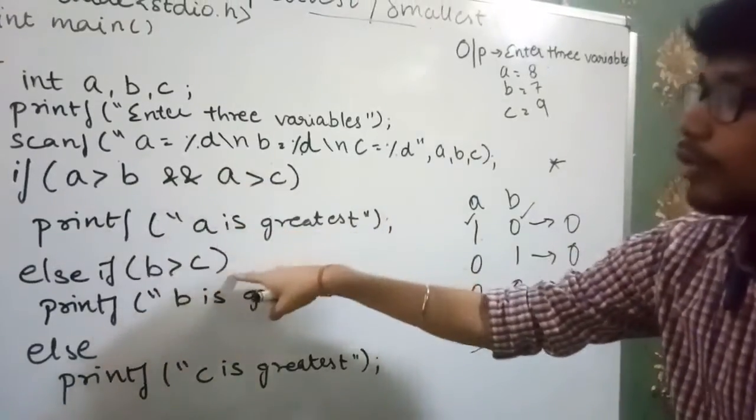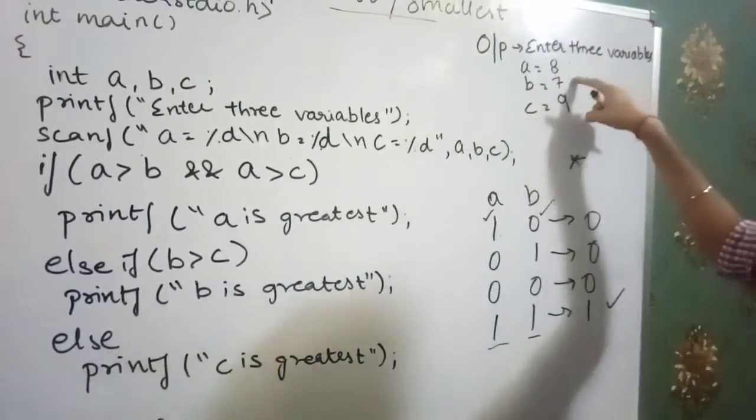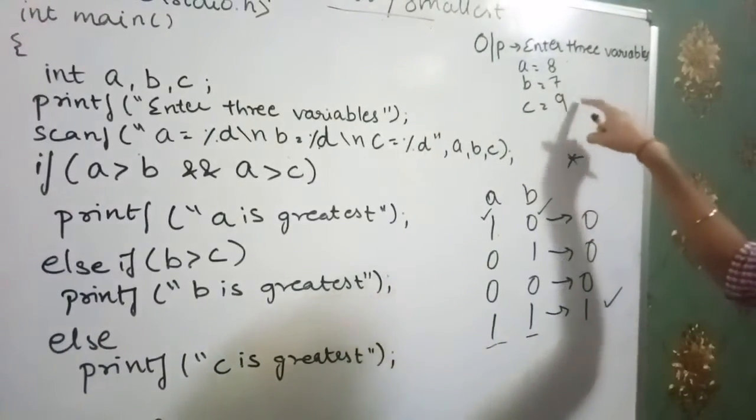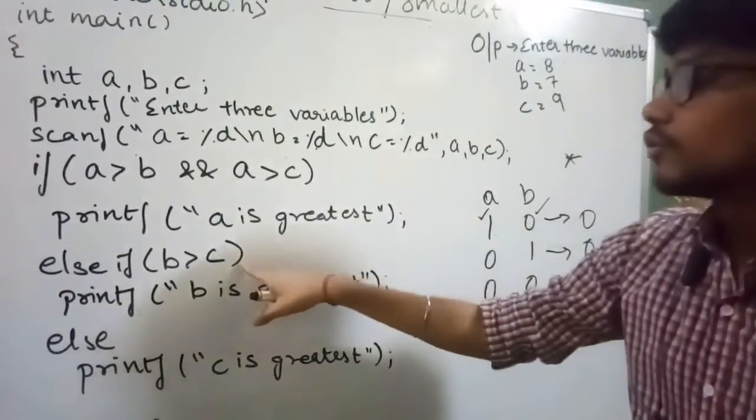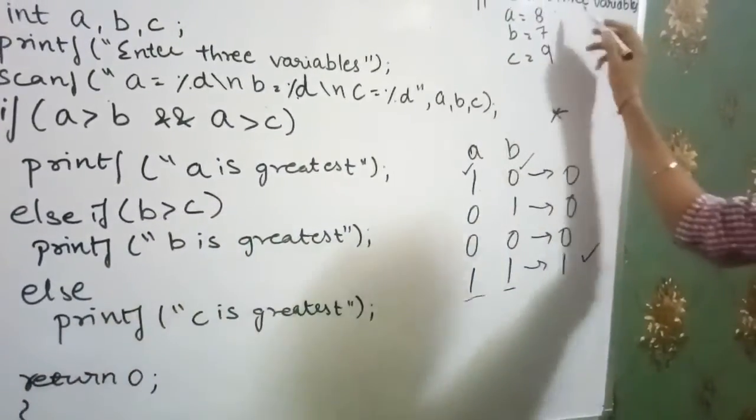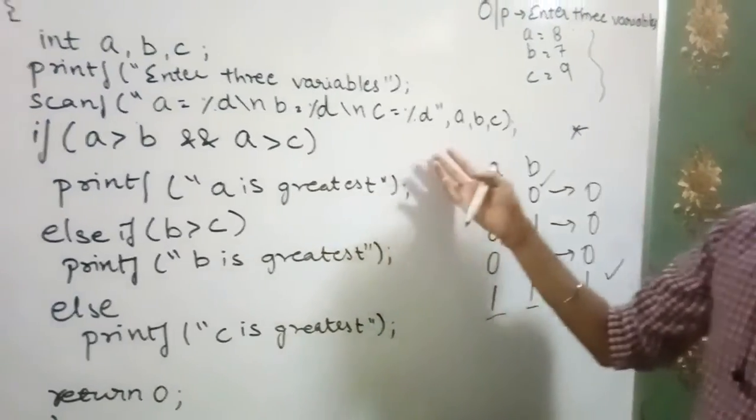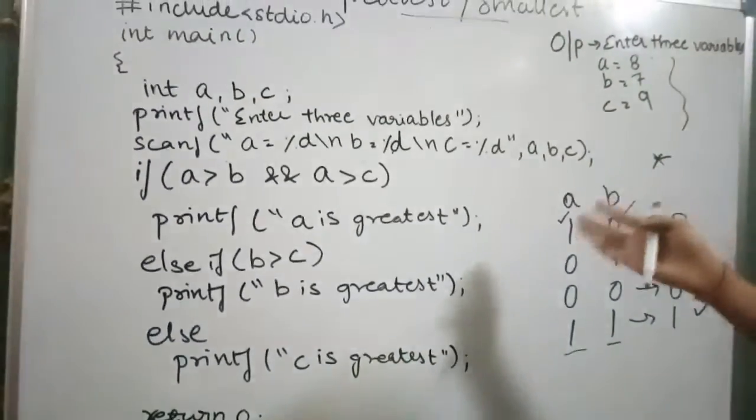So it will come out of this block and check this condition whether b is greater than c. Is b greater than c? No, b is smaller than c. So this condition also becomes false and c is the greatest. Like that we can check for other scenarios also. So this is how you have to implement the greatest among three numbers.